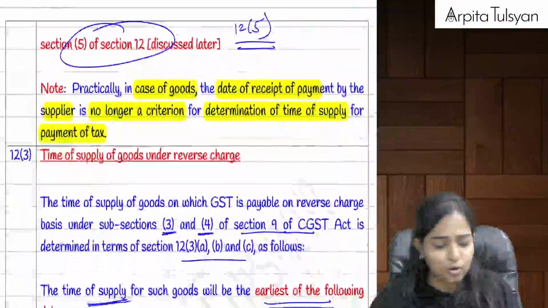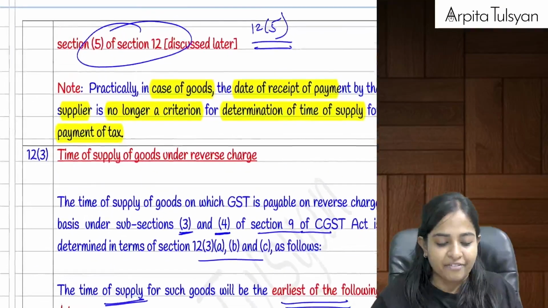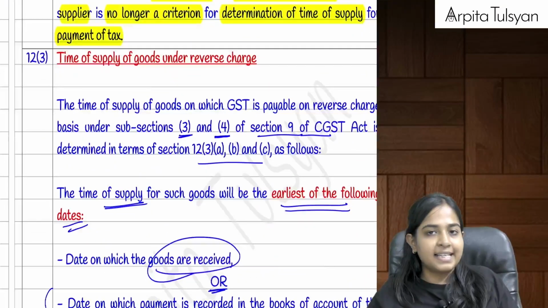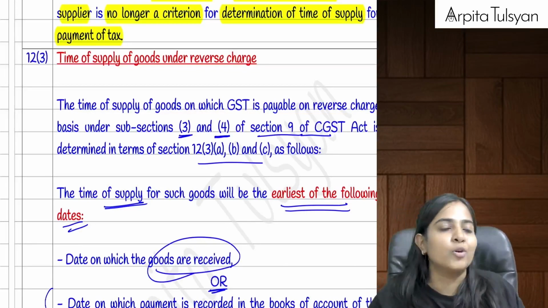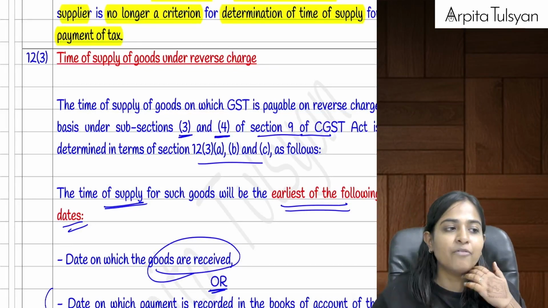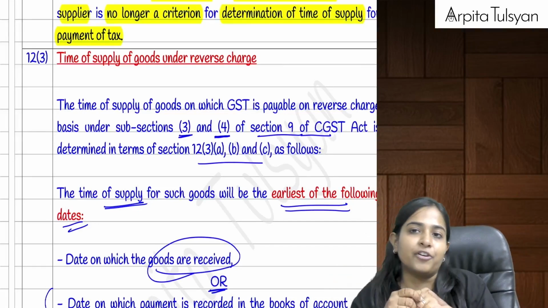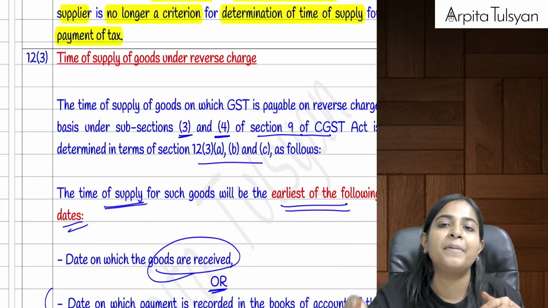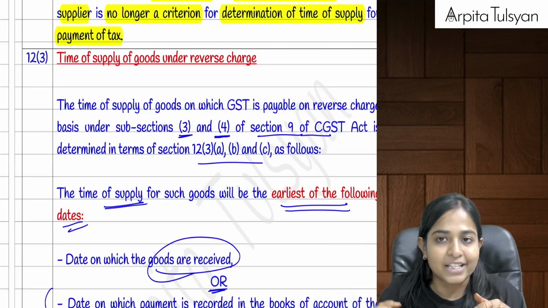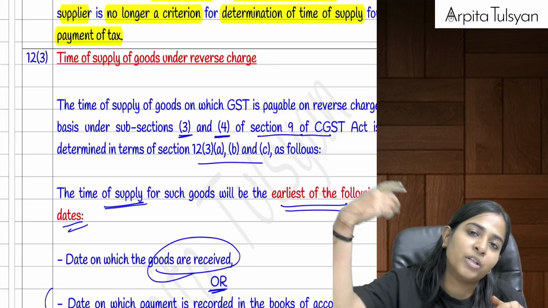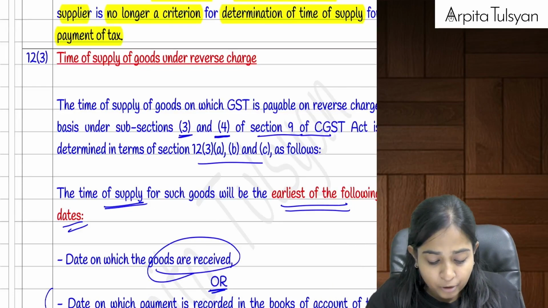Then after that, let's go to the next subsection. Everyone with me. We did section 12 subsection 2. Now going on to section 12 subsection 3. What is 12 subsection 3 talking about? It talks about supply of goods under reverse charge. That is, I am supplying the goods to the recipient. I am not going to collect any tax from the recipient. Recipient will pay it to the government from his pocket.